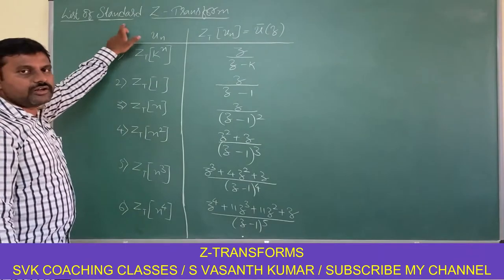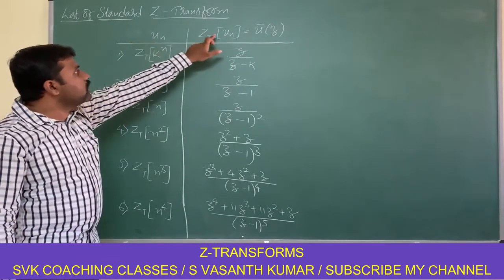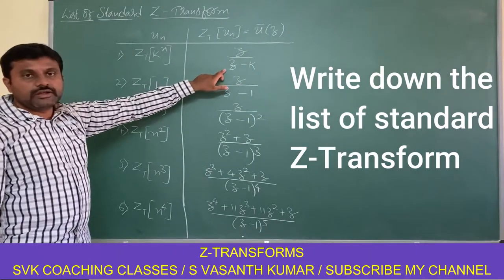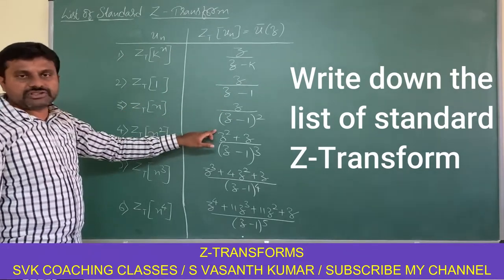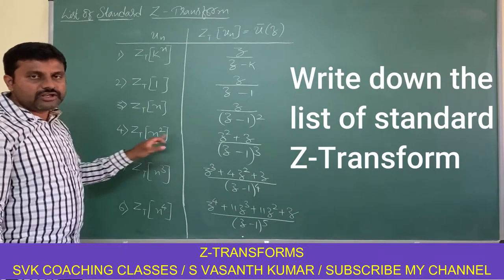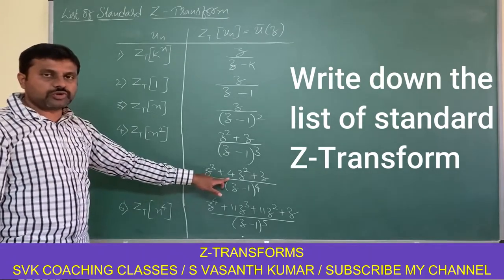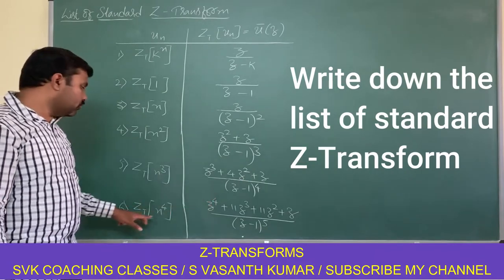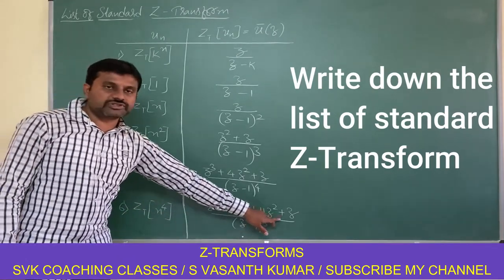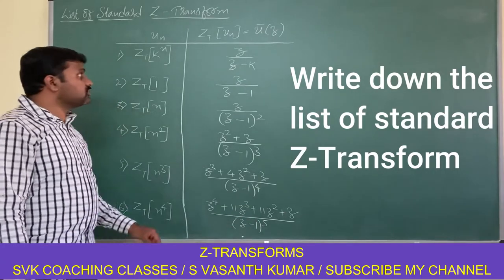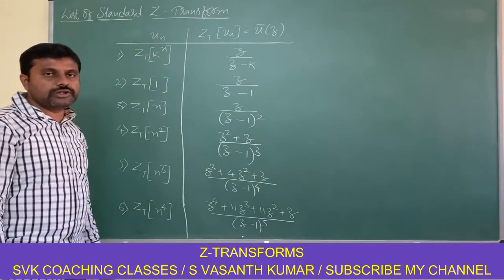Here I have given the list of standard Z transforms. The left hand side is un, and the Z transform of un is u bar of z. Z transform of k is z by z minus k. Z transform of 1 is z by z minus 1. Z transform of n is z by z minus 1 whole square. Z transform of n square is z square plus z divided by z minus 1 whole cube. Z transform of n cube is z cube plus 4z square plus z divided by z minus 1 whole power 4. Z transform of n power 4 is z power 4 plus 11z cube plus 11z square plus z divided by z minus 1 whole power 5. This is a list of standard Z transforms which will be helpful for solving problems of Z transforms.